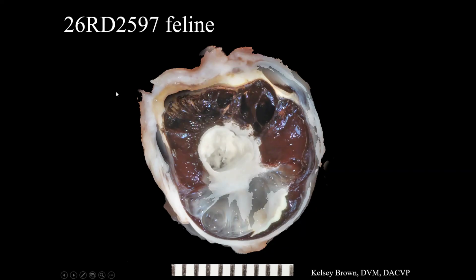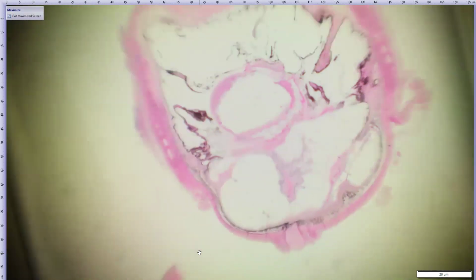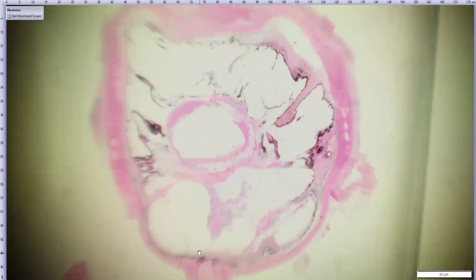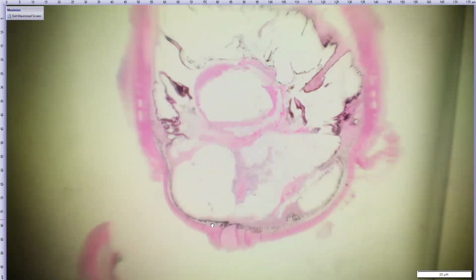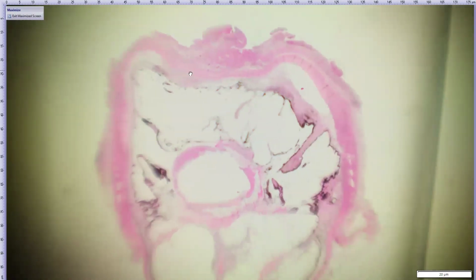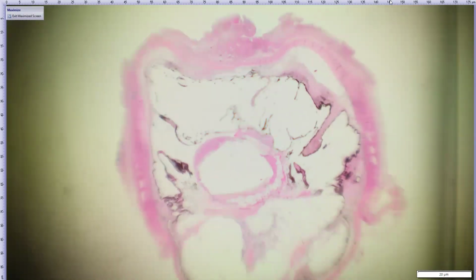All right, so we can move on to the histo, starting with a subgross. It's kind of nice, this small little globe, so we can almost fit it in the whole screen here. So we have our optic nerve at the bottom here, and then our anterior segment is up top.